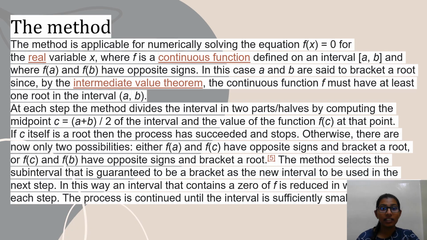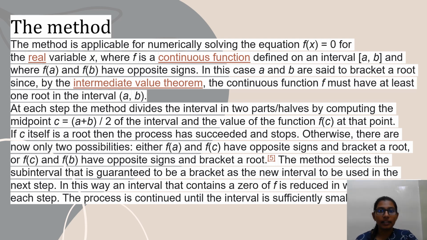The bisection method is applicable for numerically solving the equation f of x equal to 0 for the real variable x, where f is a continuous function defined on an interval a comma b and where f of a and f of b have opposite signs. In this case, a and b are said to bracket a root, since by the intermediate value theorem, the continuous function f must have at least one root in the interval a comma b.